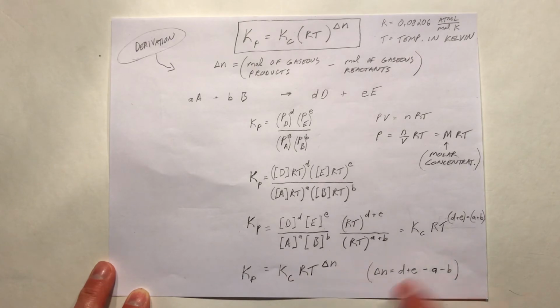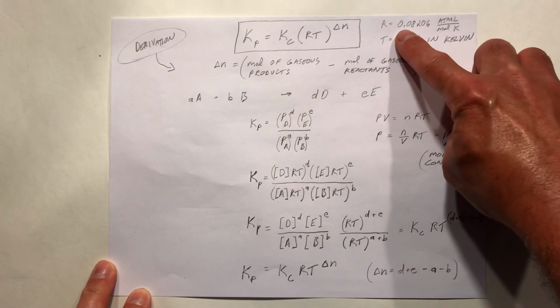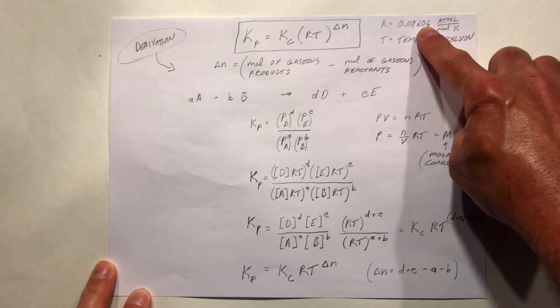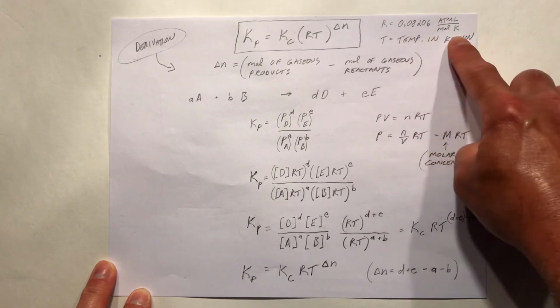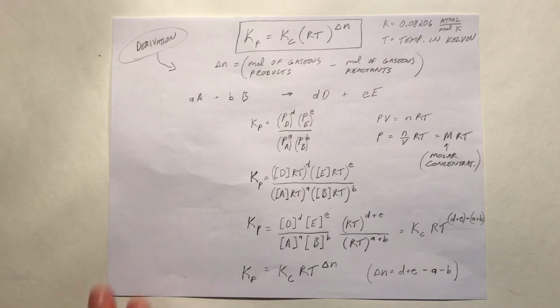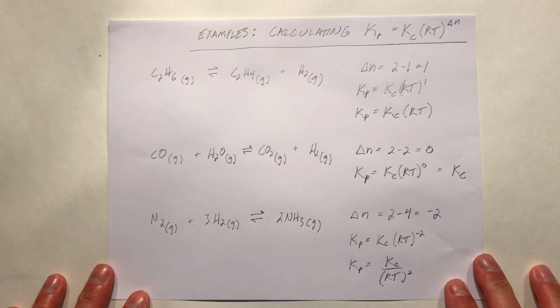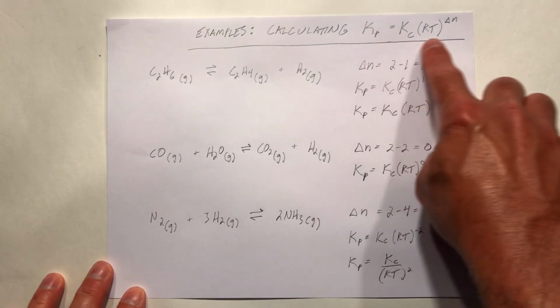Now, once again, you won't have to know how to derive this expression, but you should know that this equation comes from somewhere. And it is important to remember that R is used as 0.08206, and temperature has to be in kelvins when you do calculations with that. Let's take a look at a few quick examples of this equation.